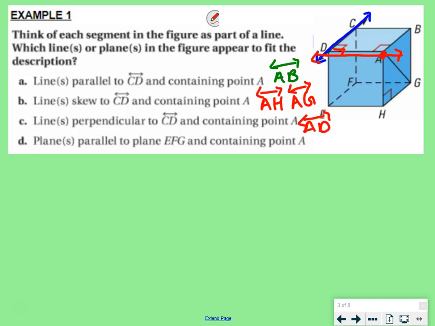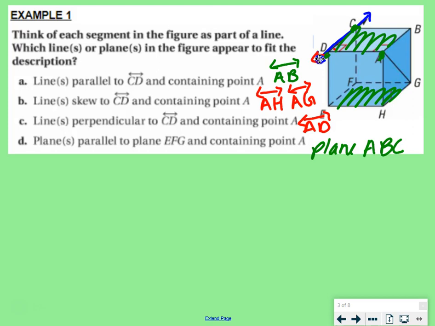And then planes parallel to EFG and containing point A. So we find plane EFG, which is going to be this plane down here on the bottom. So parallel would be the plane on the top of the box because it contains point A. So we would say plane ABC. You'd also name it plane DCA, ACD, ADB, whatever you want to call it with the 3 points on that plane.